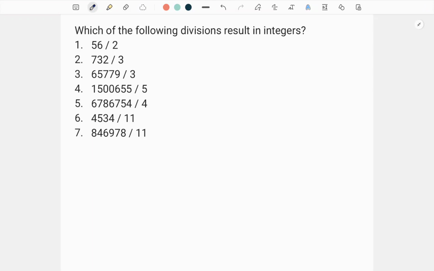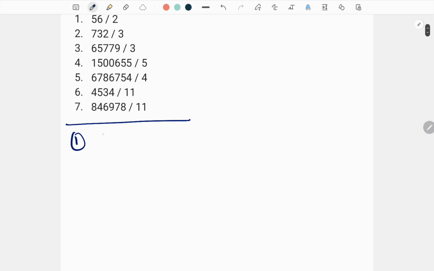If necessary, we can also do the divisions, but that's not the point. The point is to do these problems quickly and get the answer without the actual division. That's why we have these rules of divisibility that we are going to go over with this example. We have these 7 questions. We are going to go through them one by one, and rules of divisibility will help us decide which of these result in integers and which don't. So let's go step by step. The first one says 56 divided by 2.